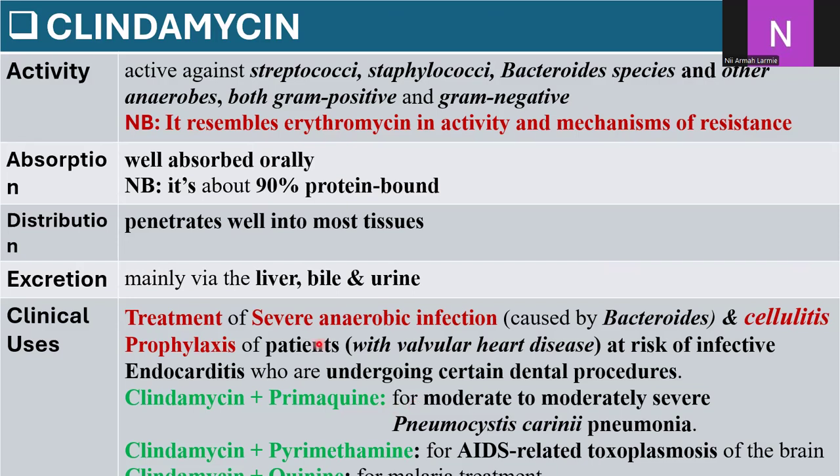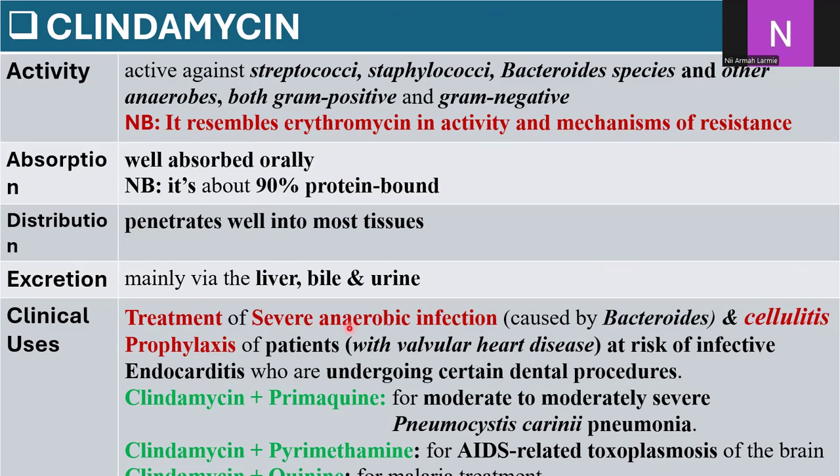Clindamycin has been combined with primaquine as a way of managing pneumonia caused by Pneumocystis jirovecii. It's been combined with pyrimethamine, and it's used for AIDS-related toxoplasmosis. And it's also used with quinine for malaria management, especially in the first trimester, as per our STG, the Ghana Standard Treatment Guideline.